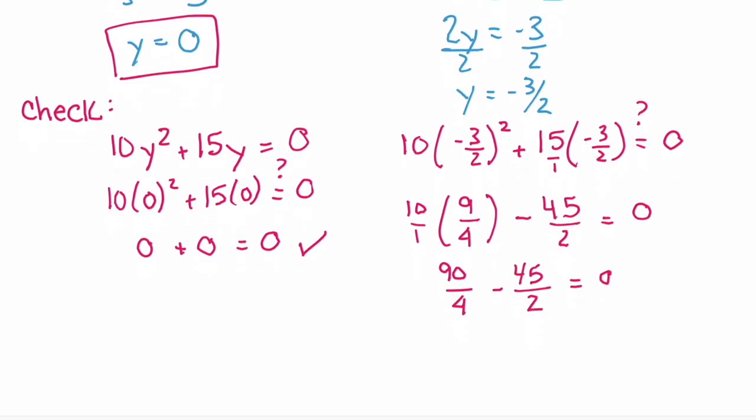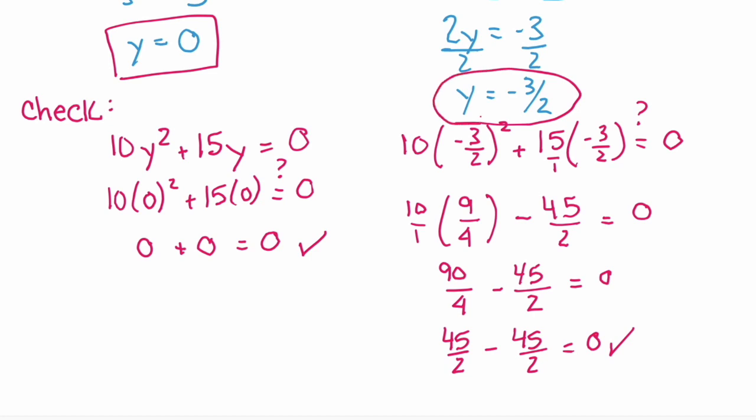Yes, 90 over 4 simplifies to 45 over 2, and 45 over 2 minus 45 over 2 equals 0. So y equals negative 3/2 also checks. So we would say that our final answer is y equals 0 or negative 3/2.